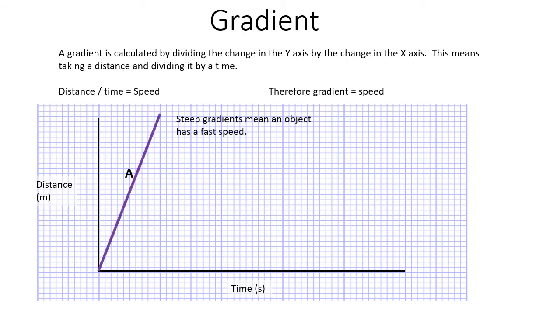A steep line means we have a sharp gradient, and this represents a fast object. Whereas a shallow line gives us a low gradient, so this means we have a low speed.